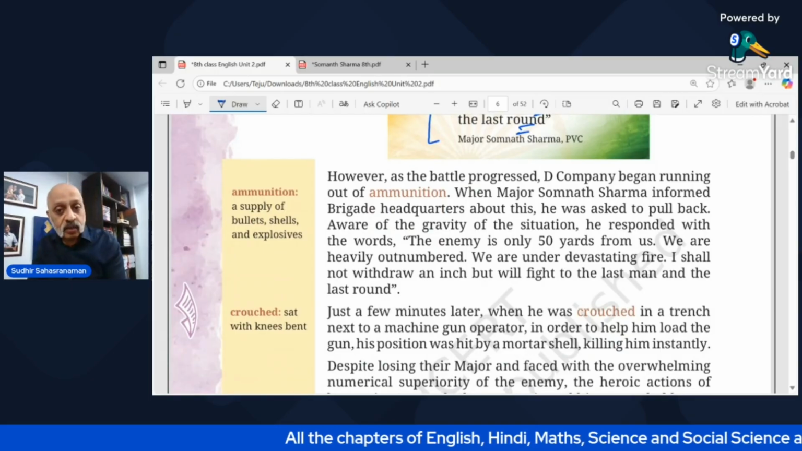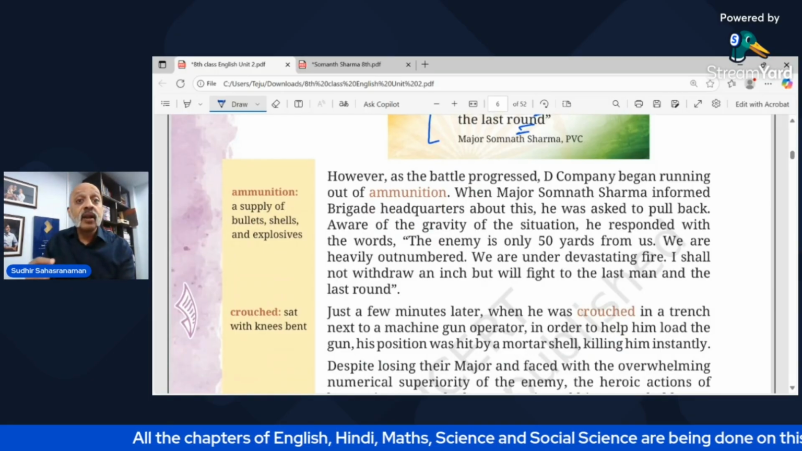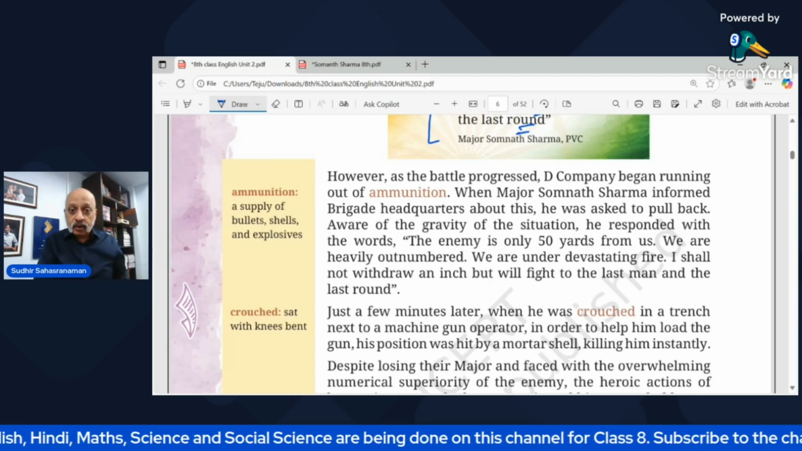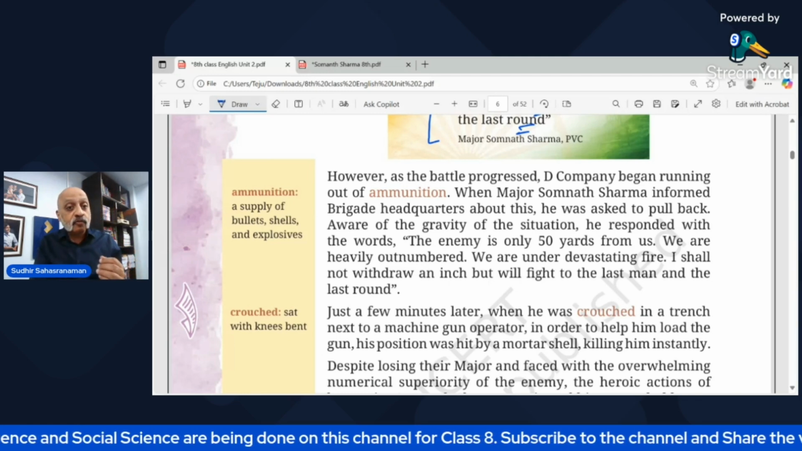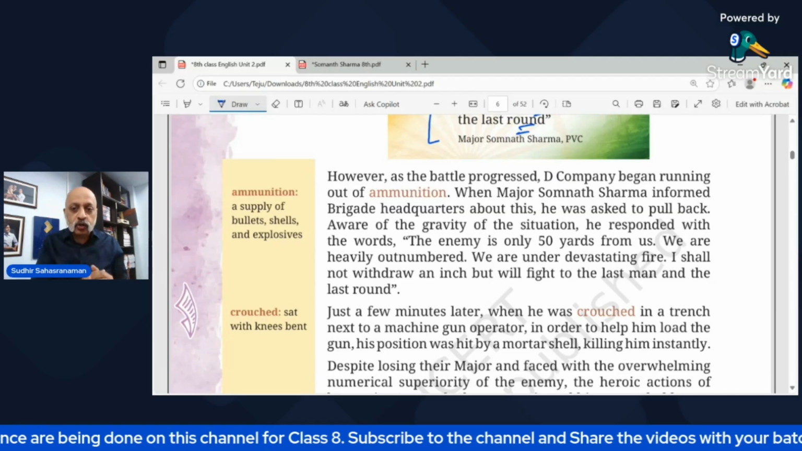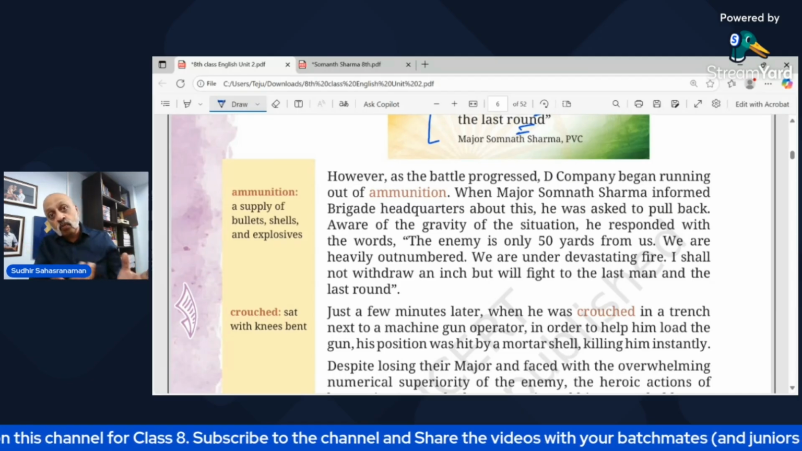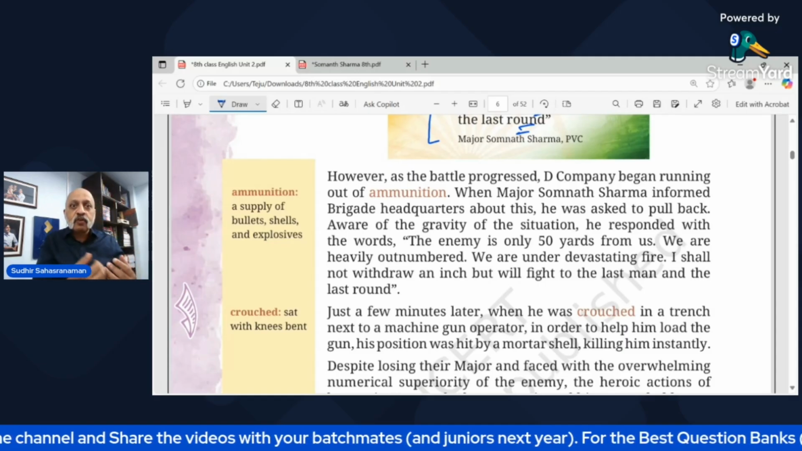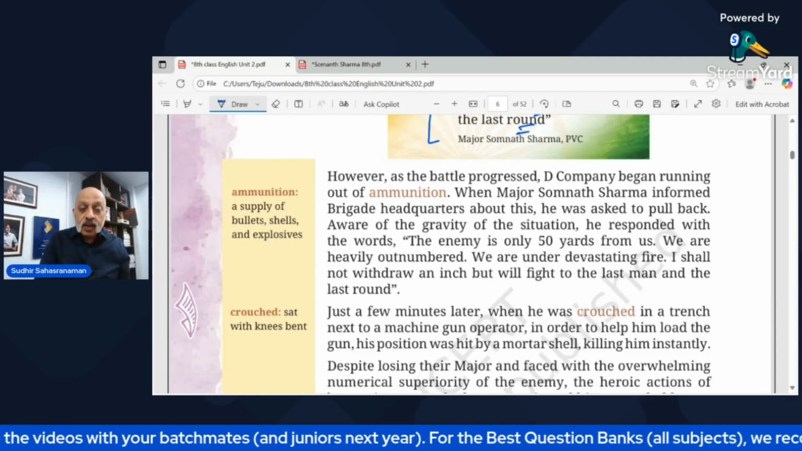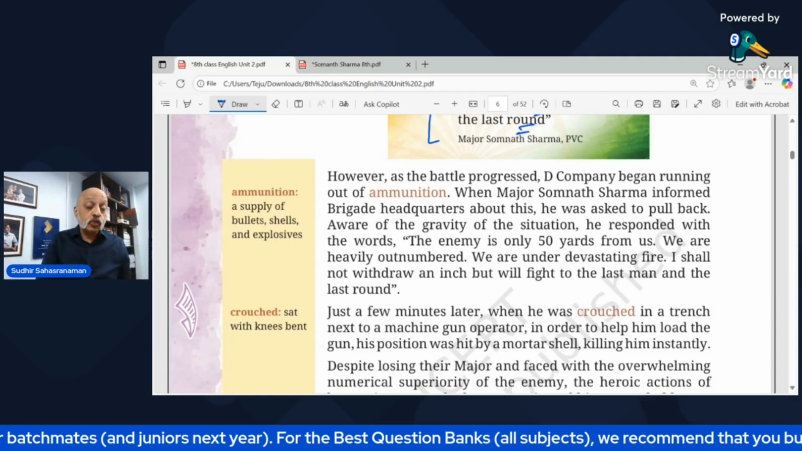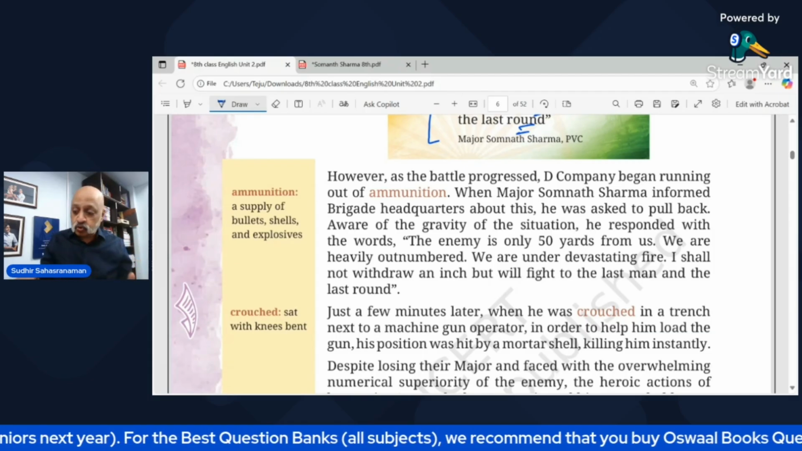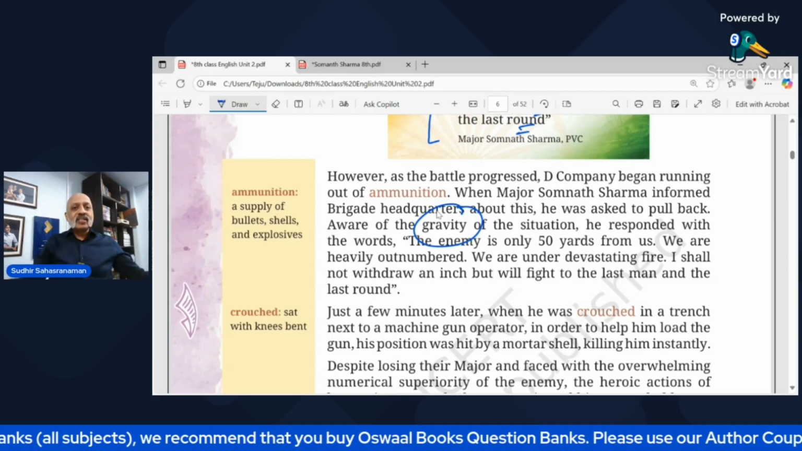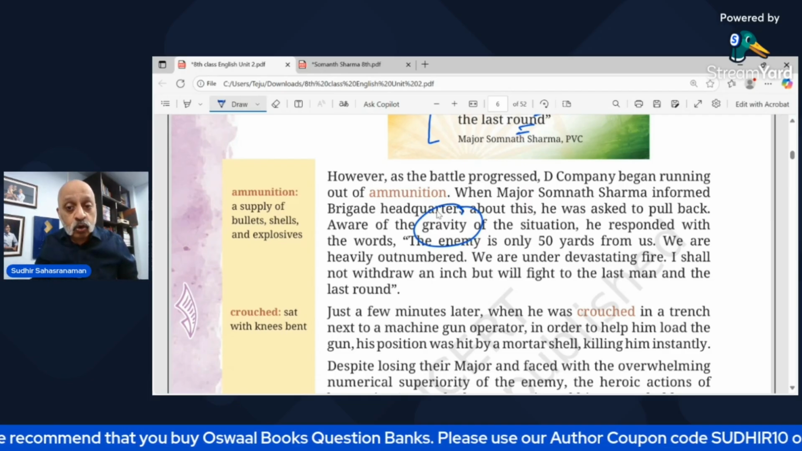However, as the battle progressed, D Company began running out of ammunition. That is, the cartridges, the bullets started getting over, right? And when Major Somnath Sharma informed brigade headquarters about this on the walkie-talkie, he was asked to pull back. That is, you move back, leave the space, save your life. It's okay, but you save your life because you don't have anything to fight with. He was aware of the gravity of the situation. Gravity means the seriousness of the situation. He understood that the situation was very serious, because without bullets, you are a sitting duck. Any Pakistani invader could come and kill you.